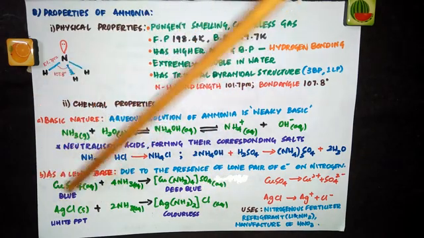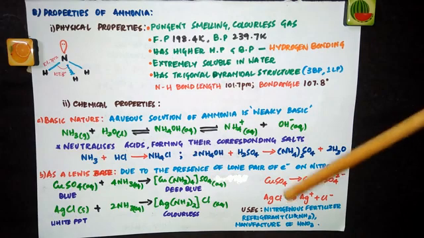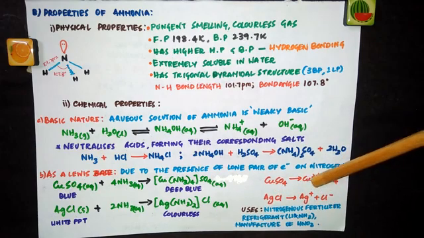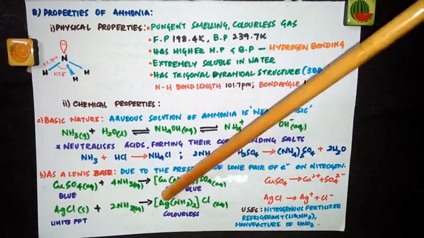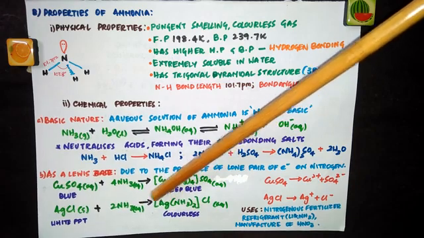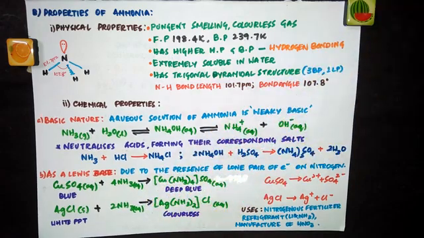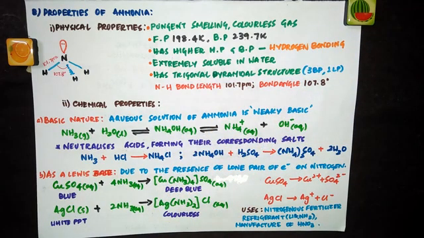Same way for the ionic form, when you take AgCl, it dissociates into Ag+ and Cl-. So this Ag+ is coordinated here with ammonia because ammonia is going to donate an electron pair. So now you get this complex compound. So these are the properties of ammonia. We have seen physical and chemical properties. Now we will see the uses of ammonia.